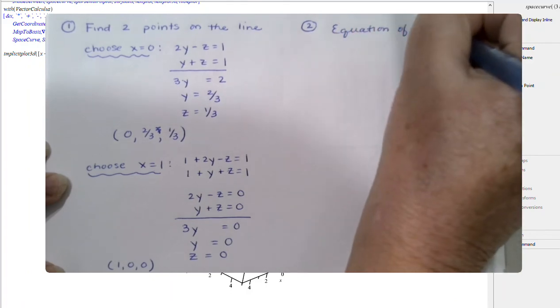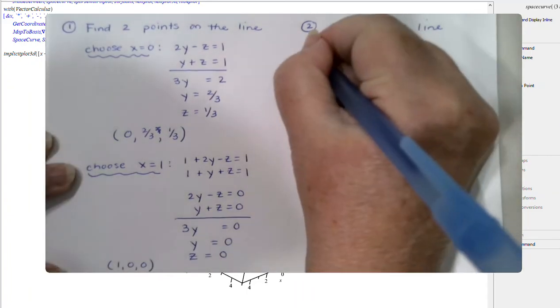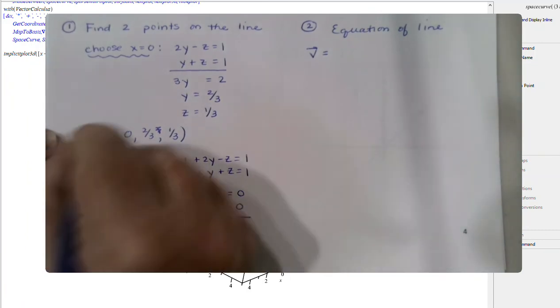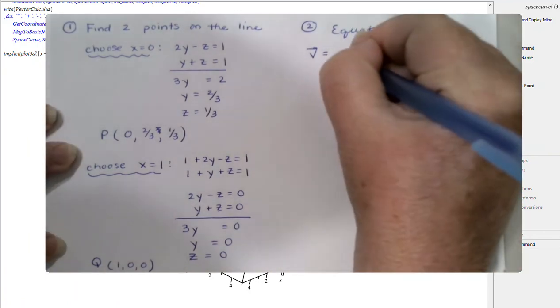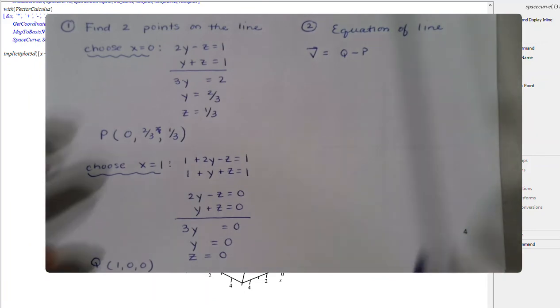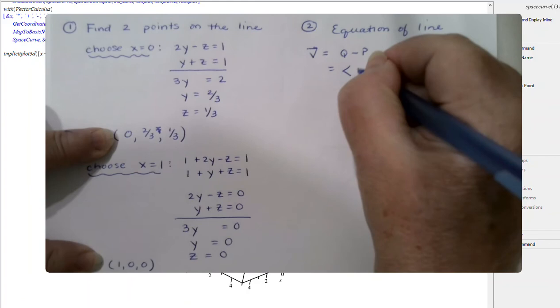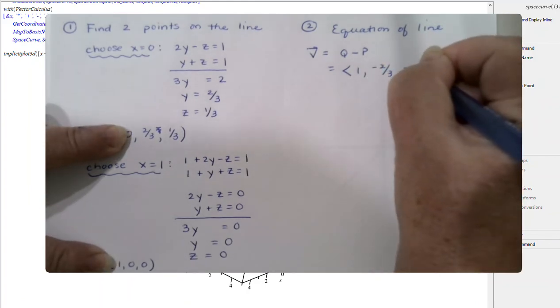Once I have 2 points, that's not too tough, right? My direction vector, I can get just by subtracting the 2 points, maybe just call this P and this Q. And let's just do Q minus P. Doesn't really matter which direction the vector goes. You could have done P minus Q, doesn't make any difference. If I do that, I'm going to get 1, negative 2/3, negative 1/3.